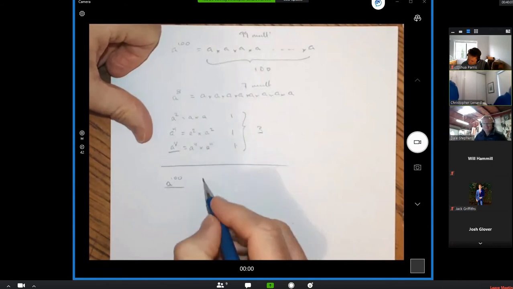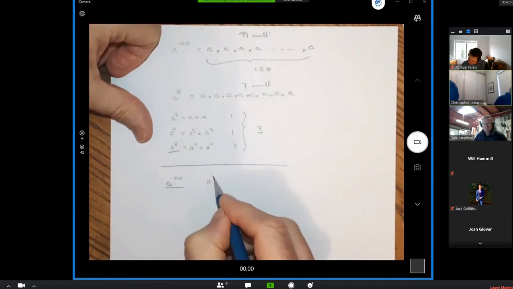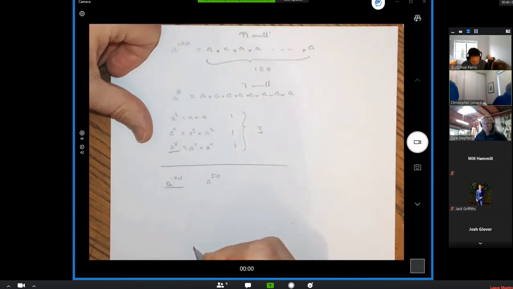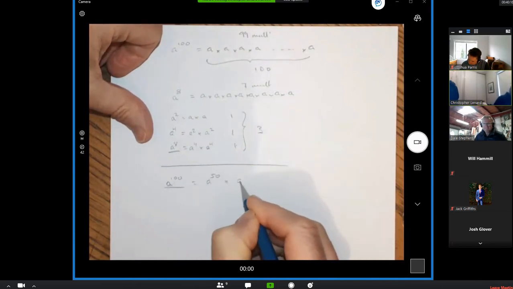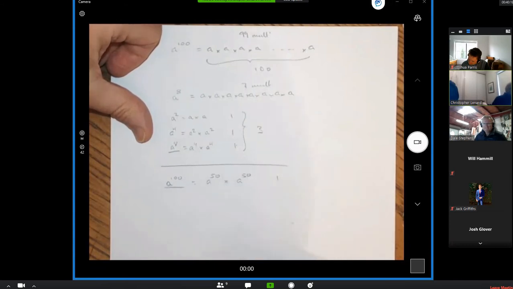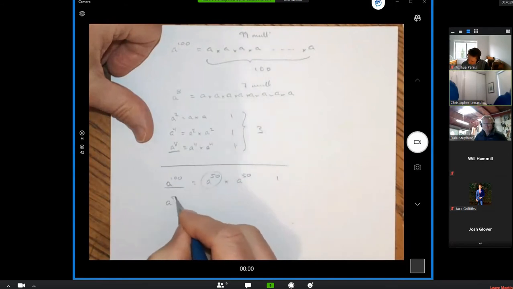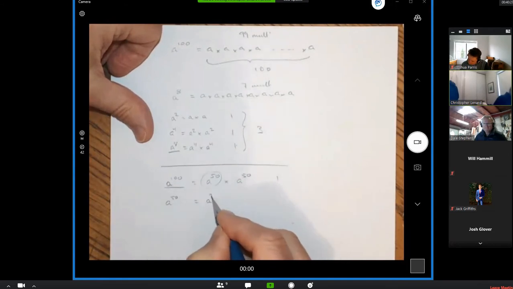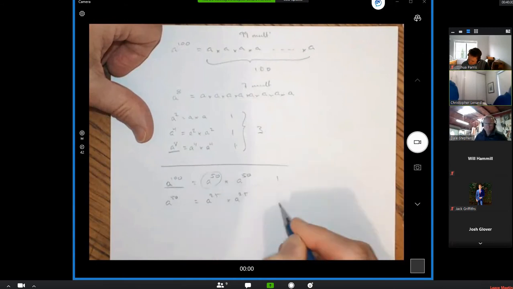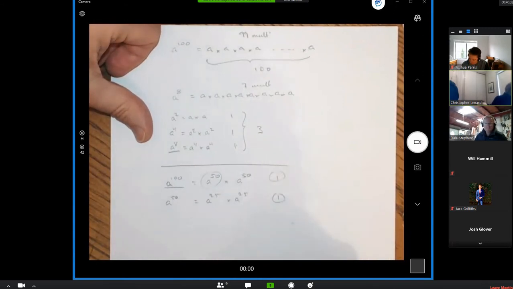Maybe you could do something like this and say, if I could work out a to the 50 easily, then I could maybe do a to the 50 times a to the 50, if I knew how to do that. So how might I get a to the 50? Well, maybe that's a to the 25 times a to the 25. Again, that'd be another multiplication. What I'm relying on here is that 50 plus 50 is 100.